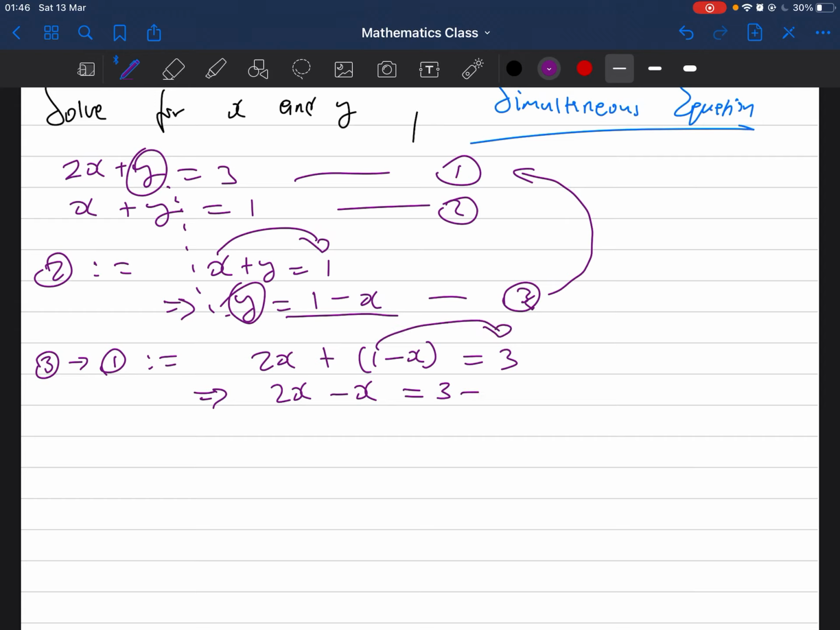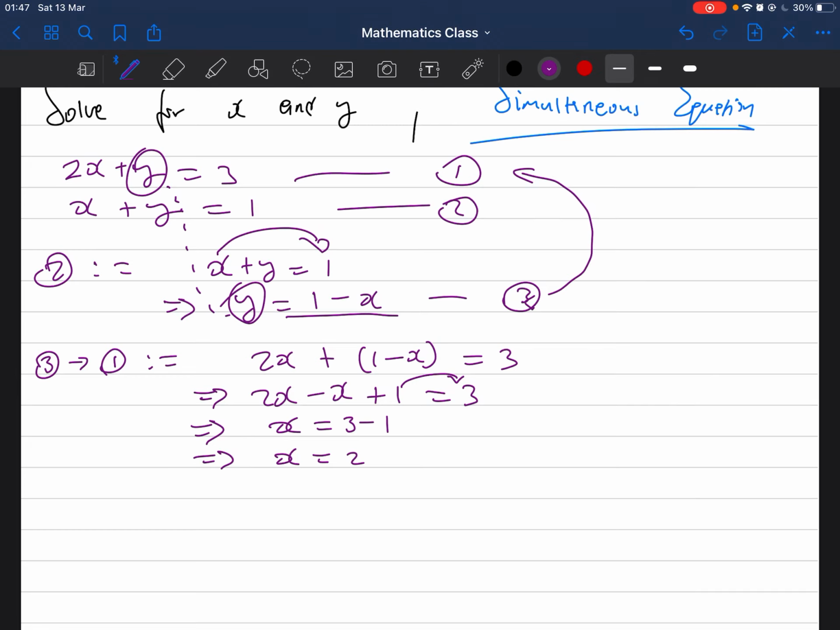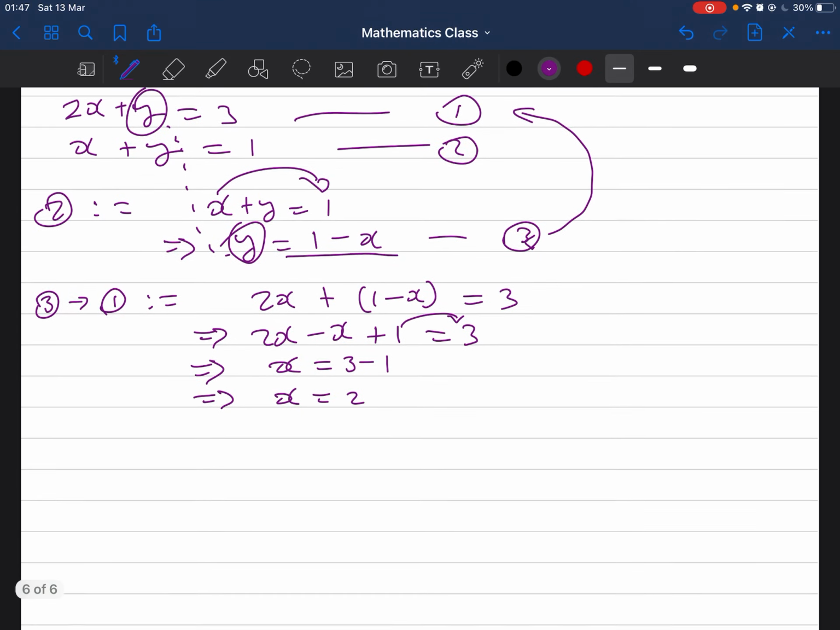I know probably this might be disturbing to others because of the bracket. So what we can do is remove the bracket. How do we do that? We have 2x minus x, if you group the like terms, plus 1 is equal to 3. That looks simpler, right? So 2x minus x is x, and then if you take 1 to the other side, you're going to have 3 minus 1, so your x will be 2. Cool, so you have your x now.